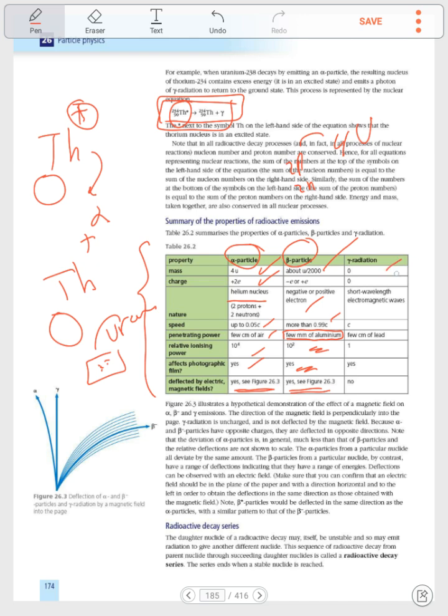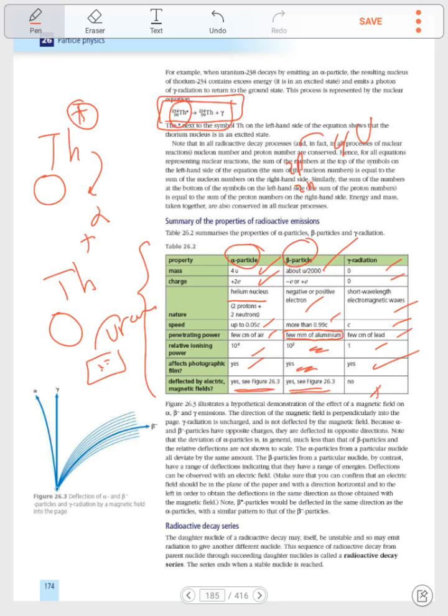For gamma, it's massless and chargeless. Its wavelength is short, and its speed is equal to the speed of light, like all electromagnetic radiations. It can move through lead for a few centimeters, so its penetration is very high. Relative ionizing power is very small because most of its energy is used in penetration, not in ionization, and it's not affected by electric or magnetic fields because it's chargeless, but it affects the photographic film as well.